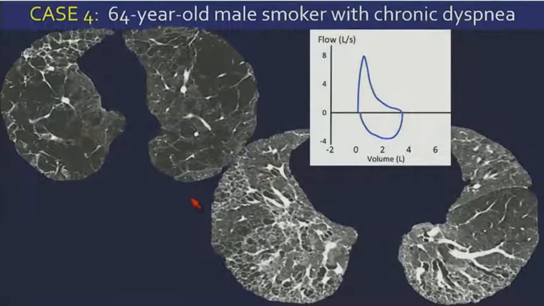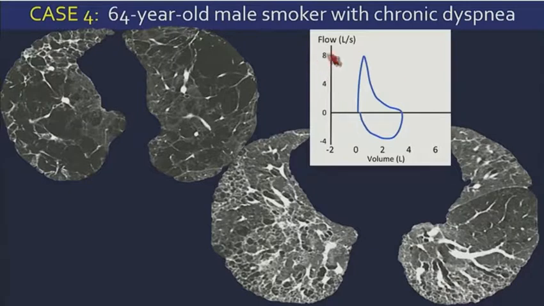All right, so we're making good time here, so let's launch into case 4. This is a 64-year-old male smoker with chronic dyspnea. And don't tune out just because you see this PFT. This is a flow volume loop here. Look at the images here. So we have images from the upper lobes here, and then we have an image from the same patient from the lower lobes here. And then we have the flow volume loop from PFTs.